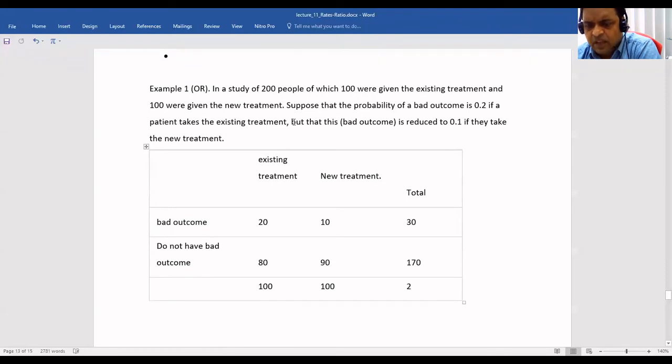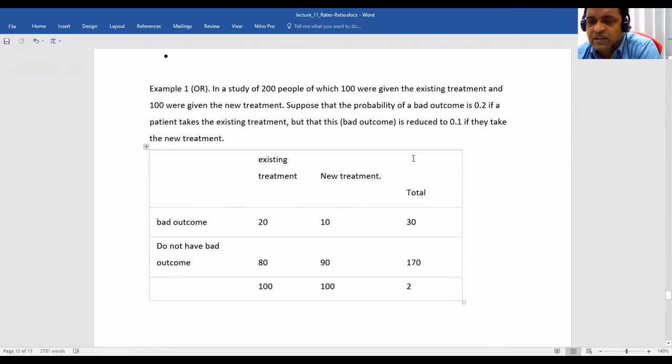Okay. And suppose the probability of getting a bad outcome is 0.2 if the patient takes the existing treatment. For the existing treatment, there is a 20% chance of getting the bad outcome, some unexpected outcome, and 80% do not have the bad outcome. Okay. And in the case of the new treatment, the bad outcome is reduced to 0.1, 10%. So for the 100 patients, 10% experience the bad outcome, some unexpected outcomes, and 90% do not have the bad outcomes.